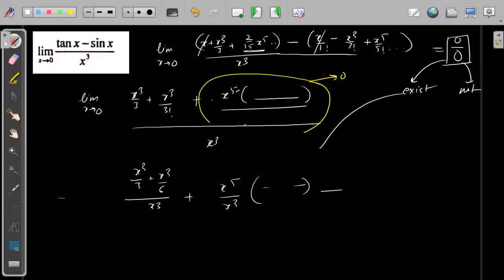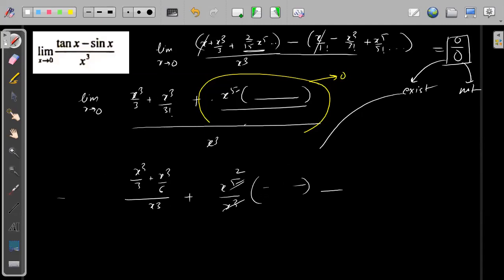How did we take x to the power 5 common from all the remaining terms? Because all the other terms will be x to the power 5 or more. So that is why we can take common. That is very nursery stuff. I'm not going to teach how to take something common.